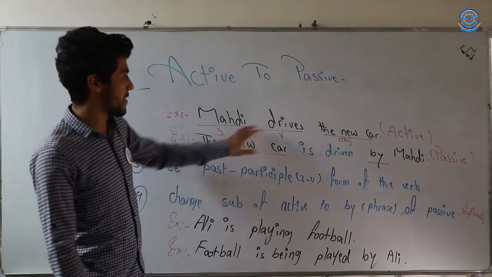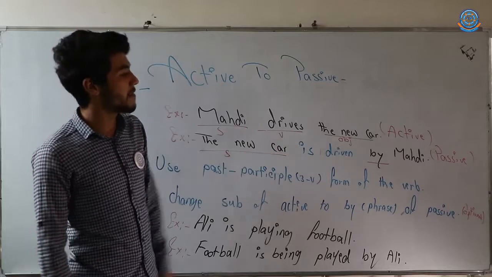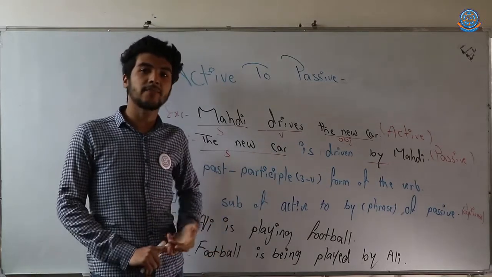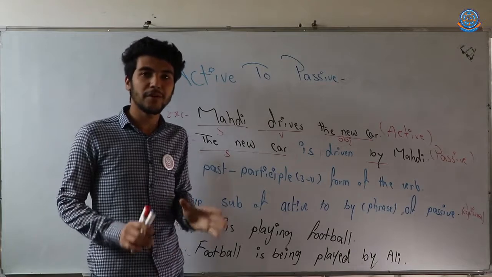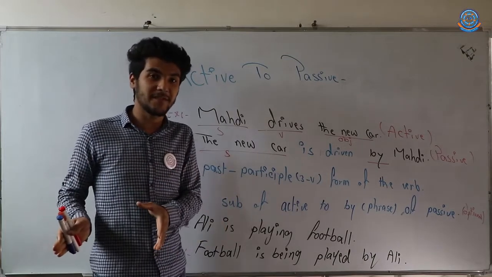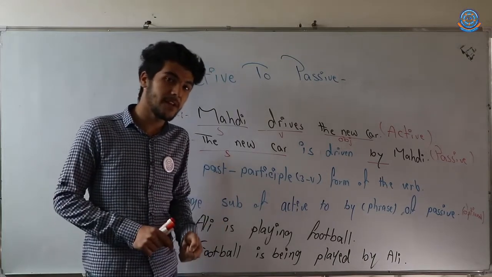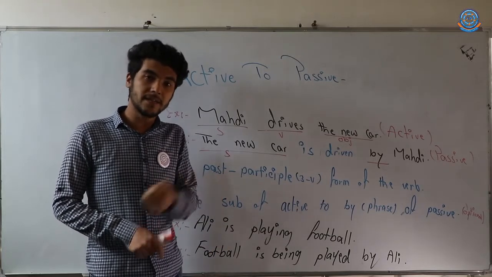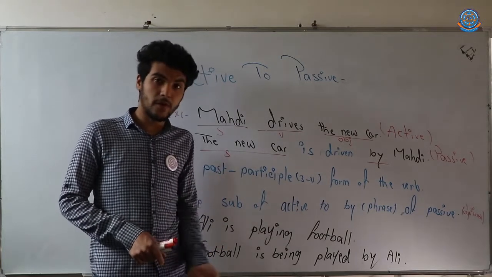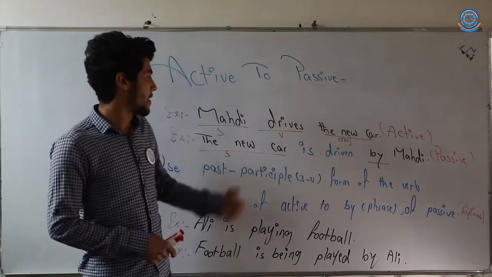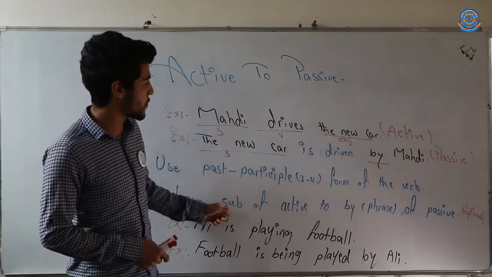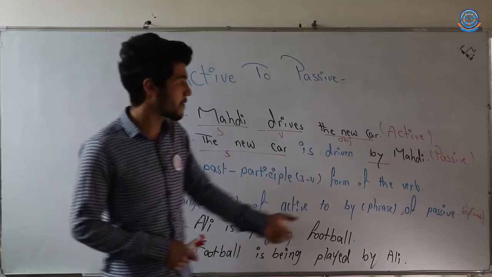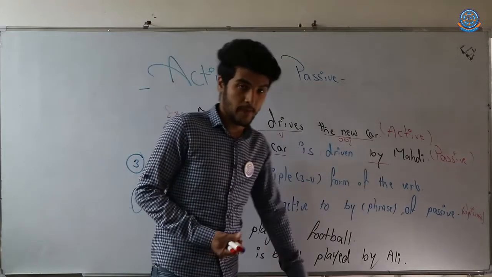That is all. Mahdi drives the new car. The new car is driven by Mahdi. First, if I summarize it, we change the object of an active sentence to the subject of the passive voice. Then we use one of the be forms. Next, we use the past participle form of the verb, or the third form of the verb. And finally, the last rule, which is optional: we use the subject of an active sentence, or we change it to the by phrase part of the passive, if you want.